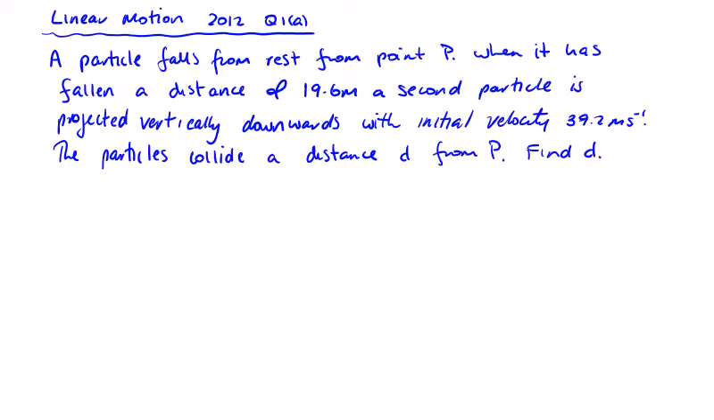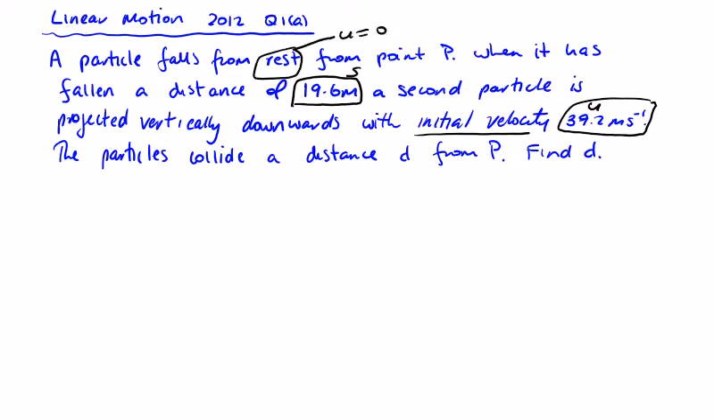2012 linear motion, question 1a. A particle falls from rest from point P. When it has fallen a distance of 19.6 meters, a second particle is projected vertically downwards with initial velocity 39.2 meters per second. We have a rest for the first one. The particles collide at distance d from P. Find d. Okay, let's have a look at the first one.